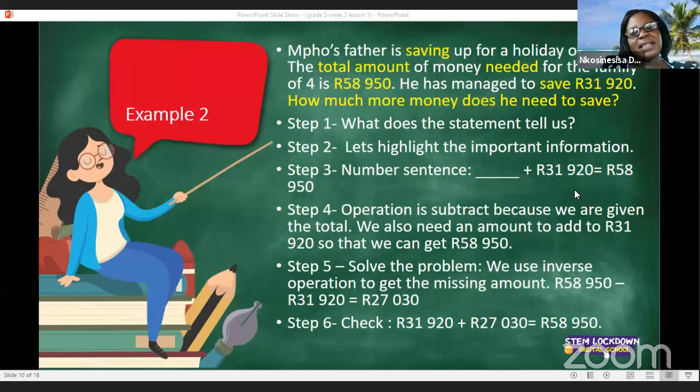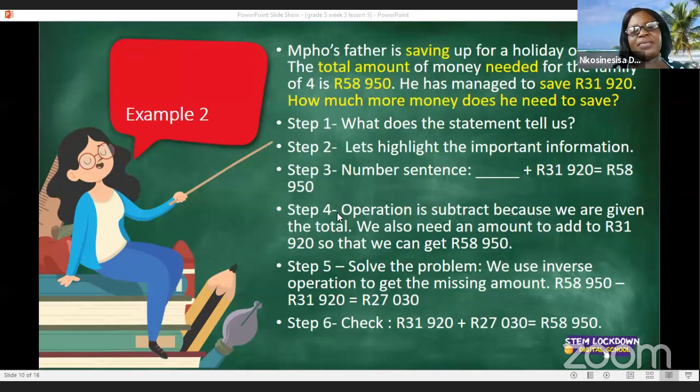So in a number sentence, we're going to represent it like this: blank plus the money that he has, 31,920, equals the total that we are given. These are not numbers that I made up, but they are the numbers that are in the word story. So we do not know how much he still needs to save. How much he saved, we know. How much is needed, we know.